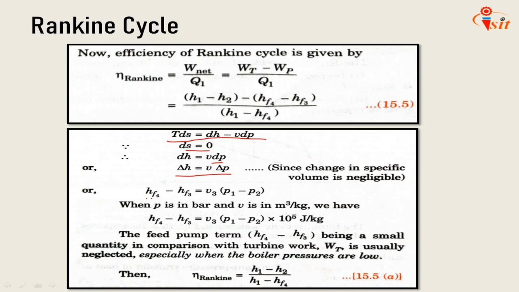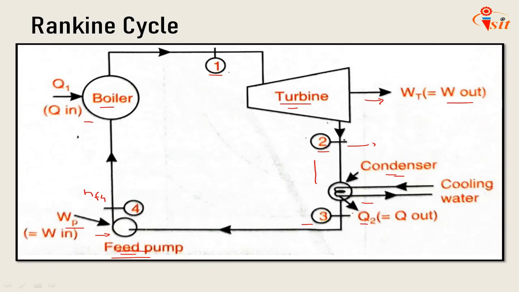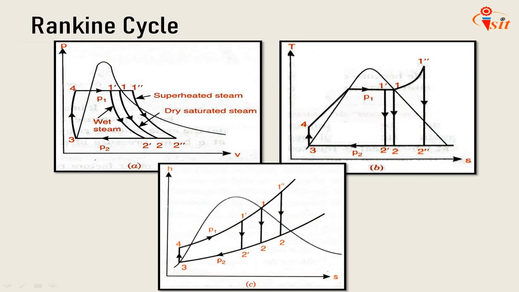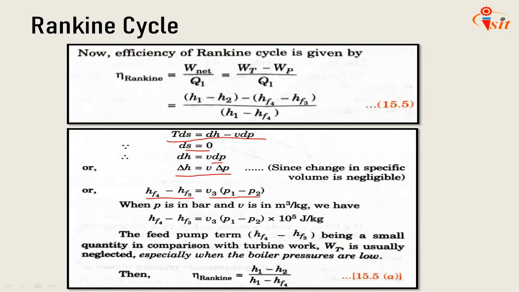Okay. So then HF4 minus HF3 equal to V3 (P1 minus P2). Here we have considered V3 because at point 3 it is going to the feed pump. Okay, here at this point. Now when P is in bar and V is in meter cube per kg, we have HF4 minus HF3 equal to V3 (P1 minus P2) into 10 raised to 5. That is converted into joules per kg.